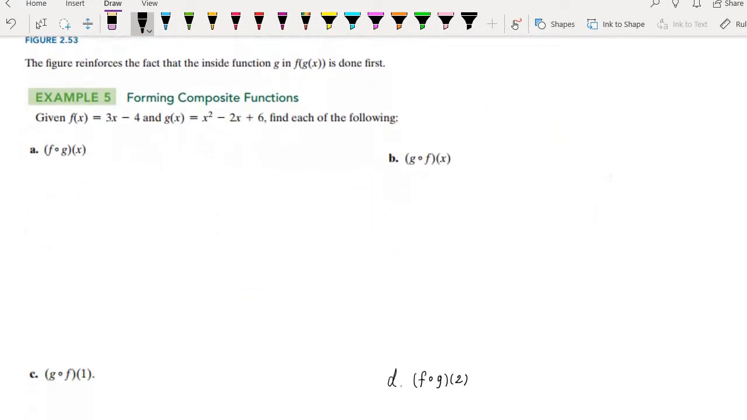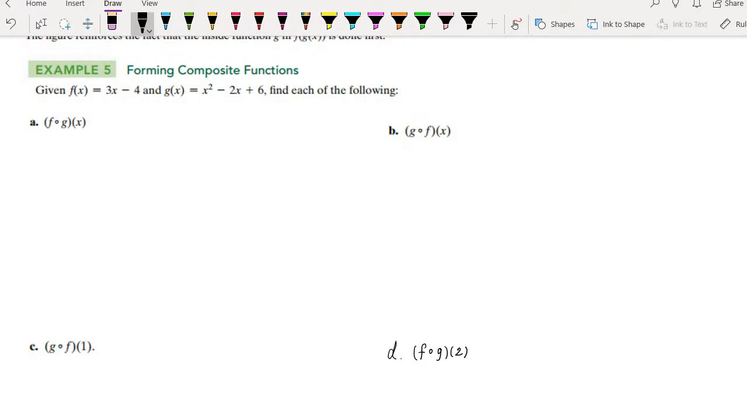So we have example 5. We continue from 2.6. Given f of x equal to 3x minus 4 and g of x equal to x squared minus 2x plus 6, we're going to find each of the following. So first let's take a look. Part A is f of g of x, so that is equivalent to f of g of x.